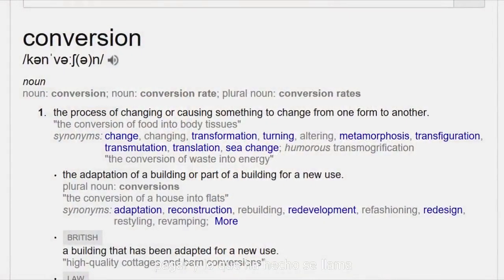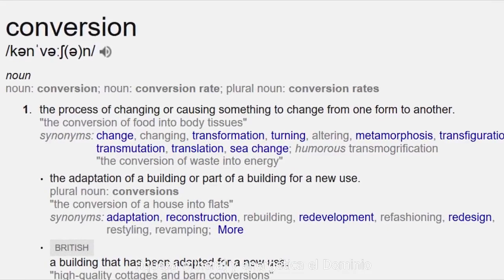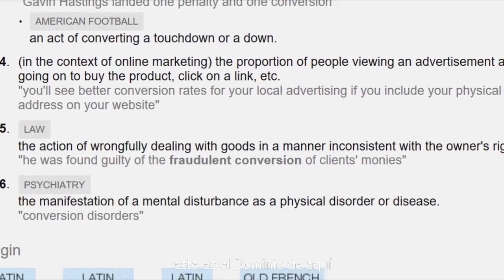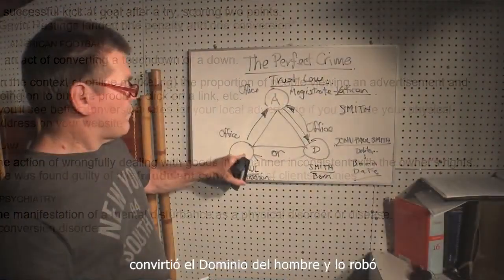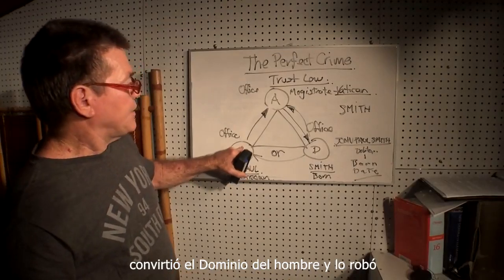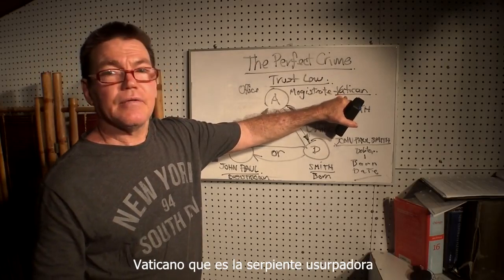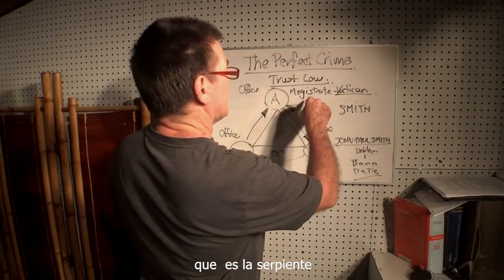And what he's done, it's called conversion, because he converted the mineral and energy wealth, the dominion. This is the dominion over here. He converted the dominion of man and stole it and took it for the magistrates and the Vatican, which is the serpent usurper, which is the snake.